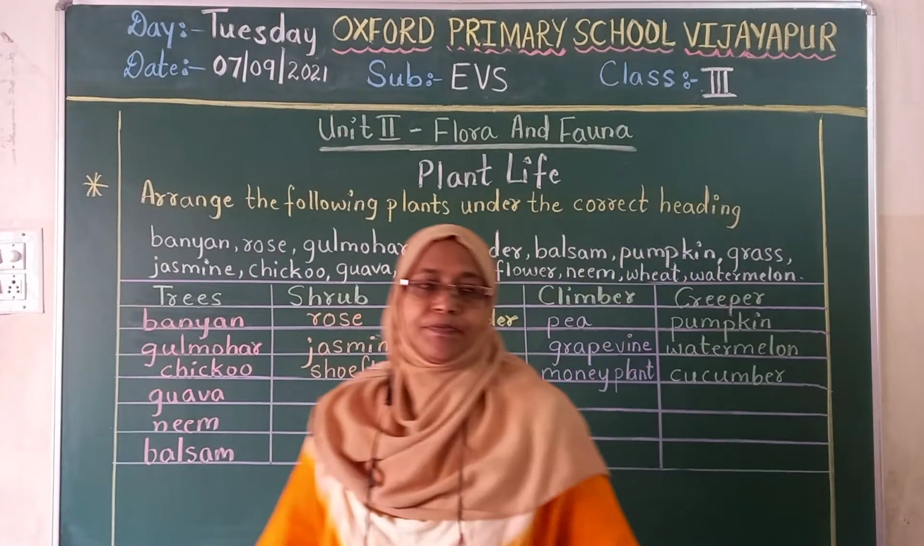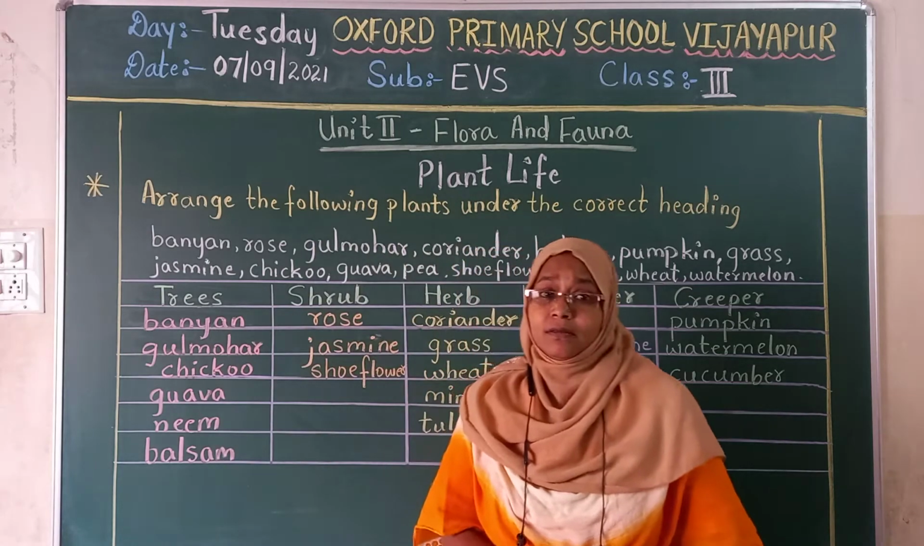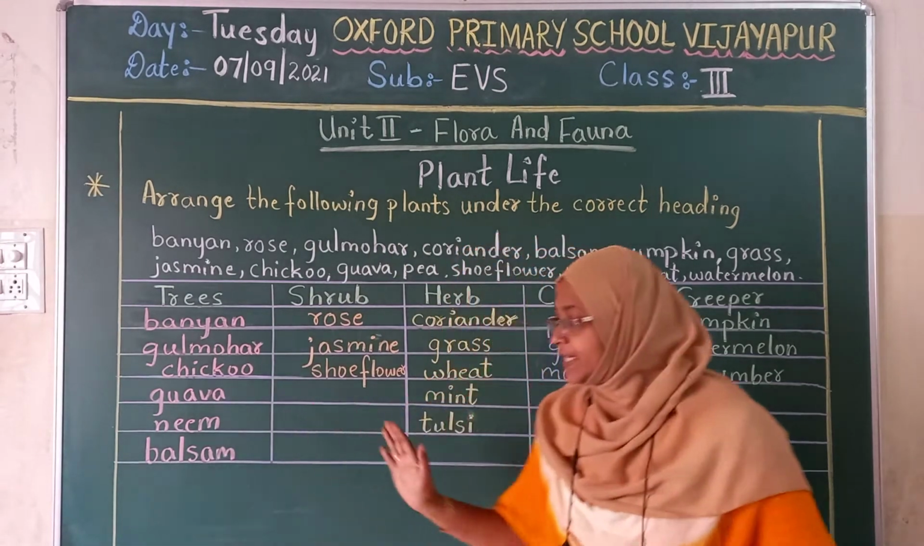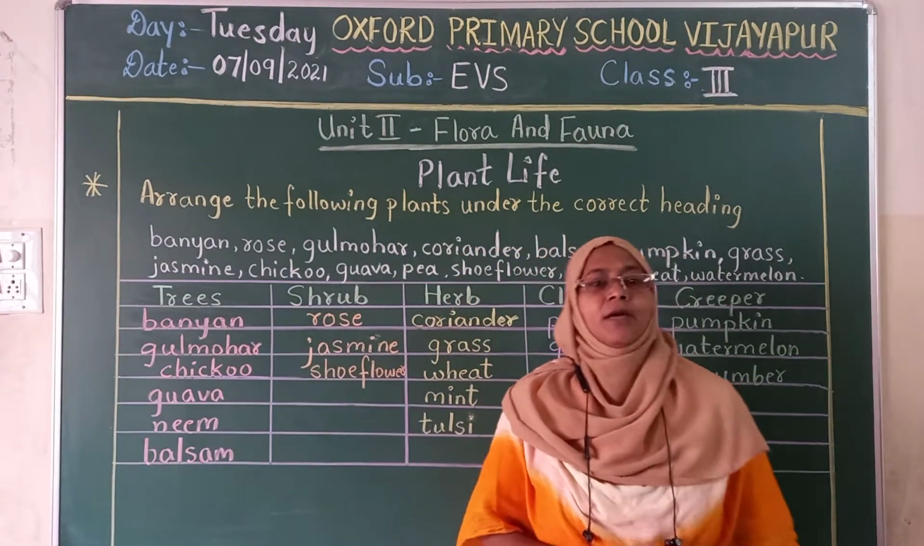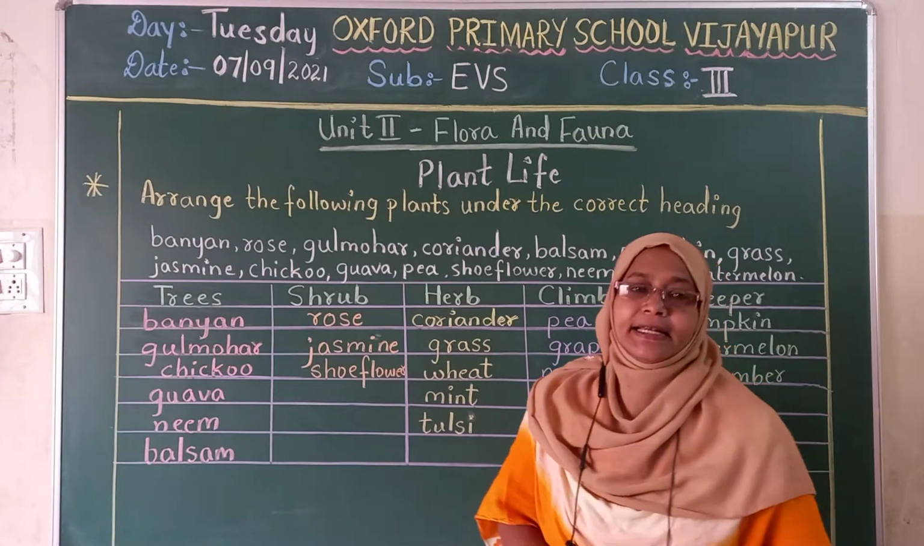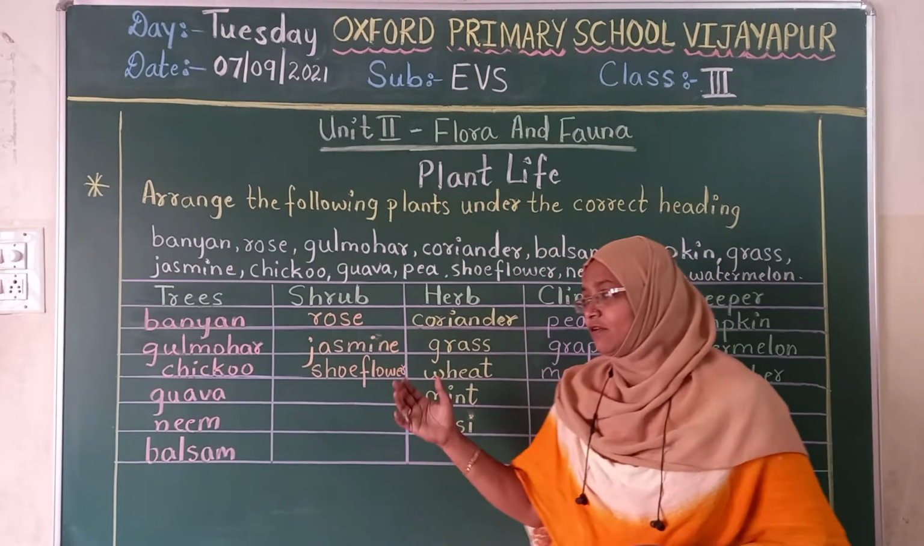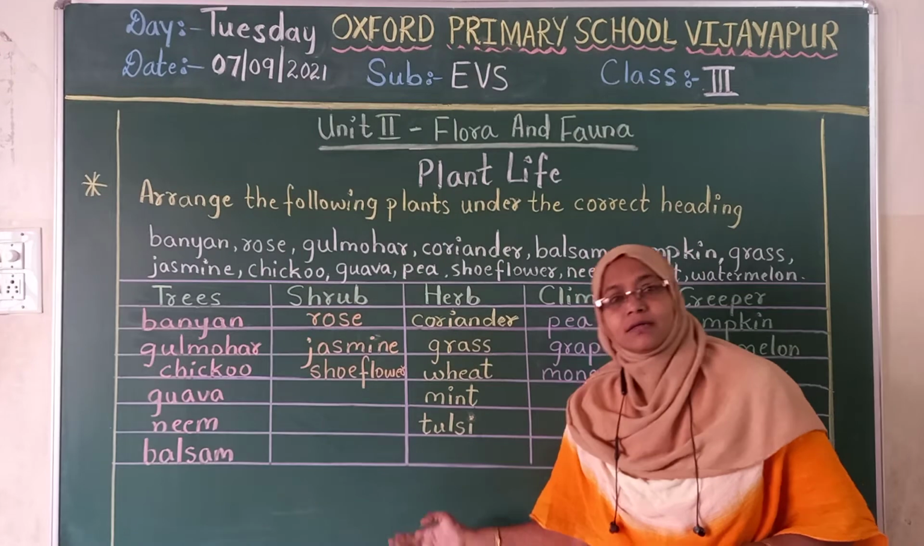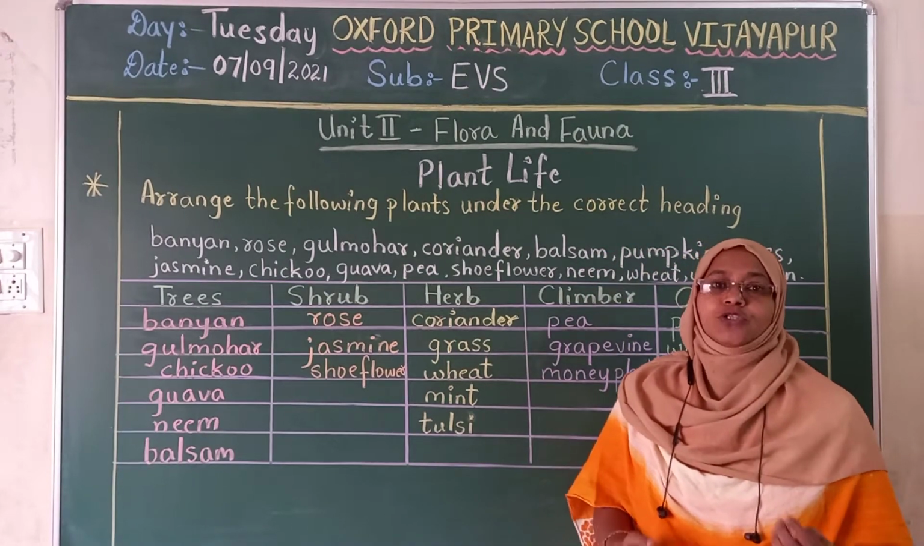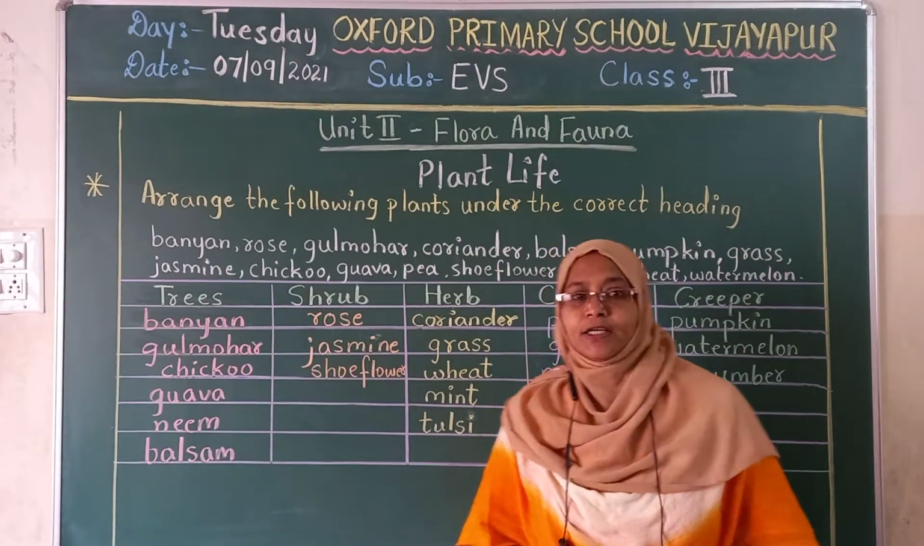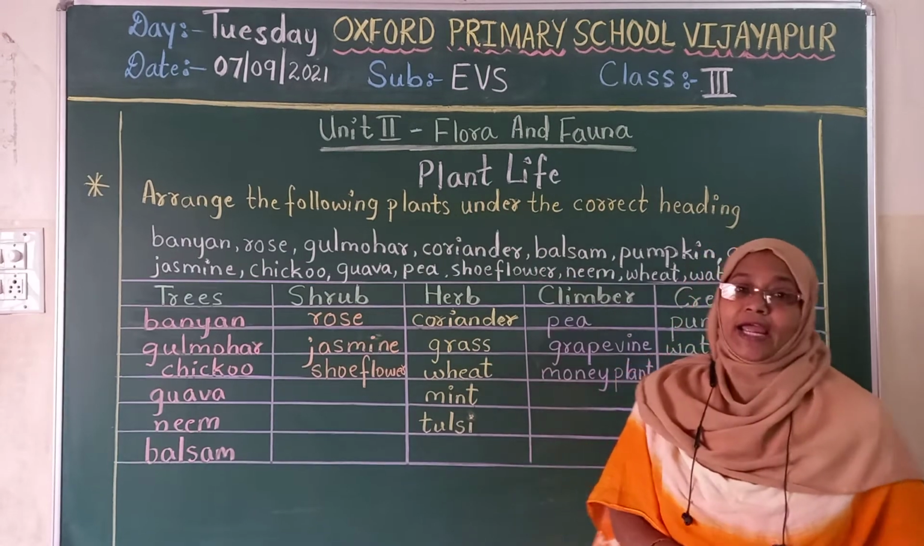Good morning, children. In our Monday's class, we have completed this, isn't it, children? Many of you didn't understand this. So what I will do today, once again I will read this for you so that you can understand it very neatly. So from Unit 2, Flora and Fauna.